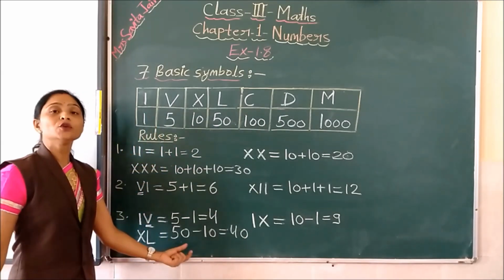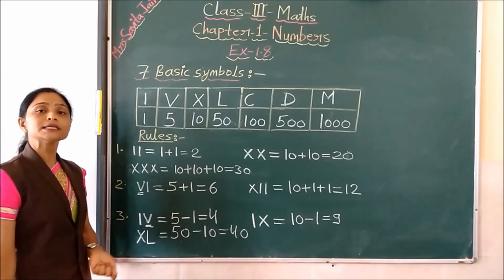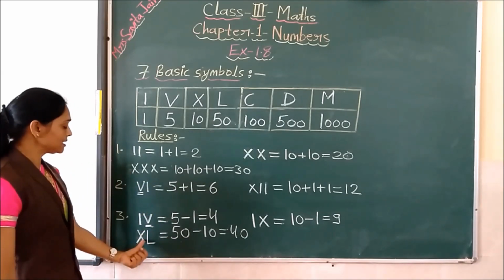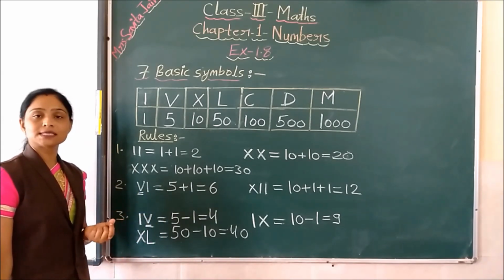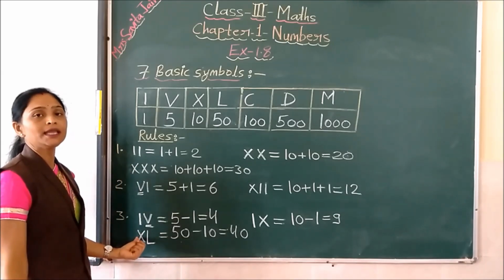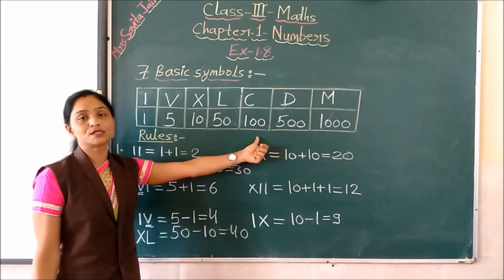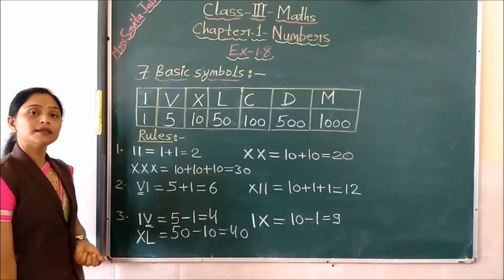So this way you may write 40, or you may get some other numbers also which can be written like this, placing the small symbol before the bigger symbol. Yes children? So these 3 rules you have to understand nicely and you have to remember these 7 basic symbols also. Now we will see exercise 1.8.